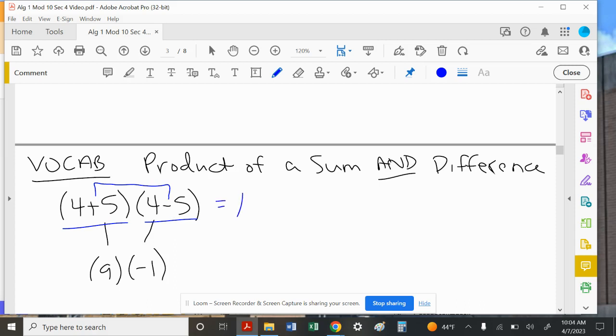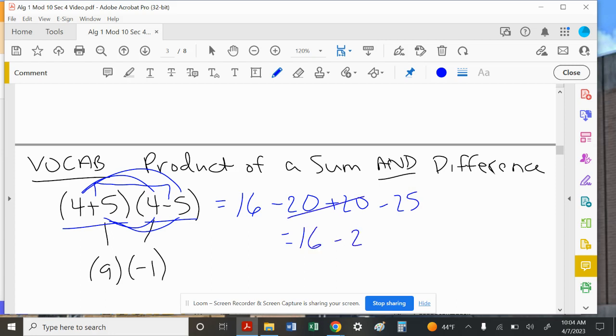So I have 4 times 4, which is 16, 4 times negative 5, which is minus 20, and then 5 times 4, plus 20, and then 5 times negative 5, minus 25. So notice when I do that, I get 16. These cancel out, minus 25. And if you notice, this is 4 squared. This one is 5 squared, but notice that instead of it being positive like we did above, this one's negative because we have a plus 5 times a minus 5, which is negative 25. If I subtract those, I get negative 9.